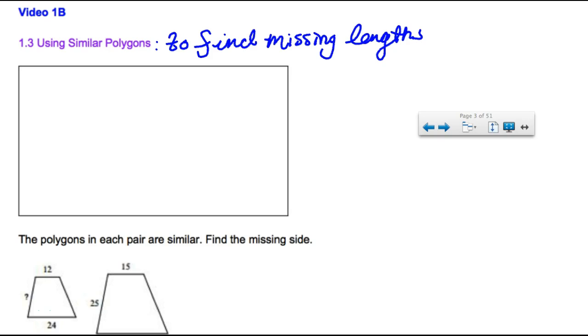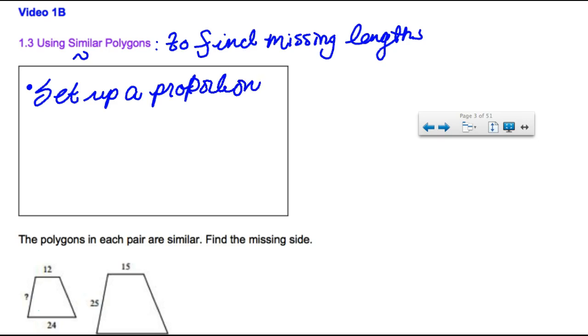So let's go talk about what we do. If two polygons are similar, remember that's our notation for similarity, we set up a proportion, aka two equal ratios or two equal fractions. All right, so let's suppose we had a couple of rectangles.